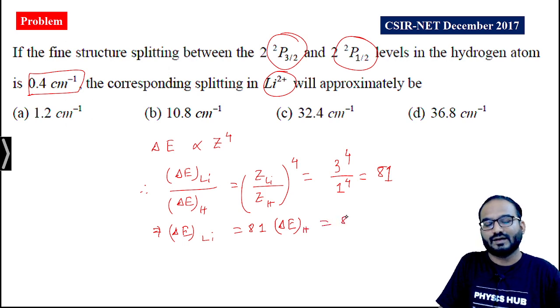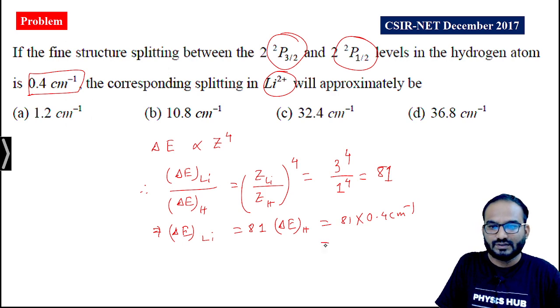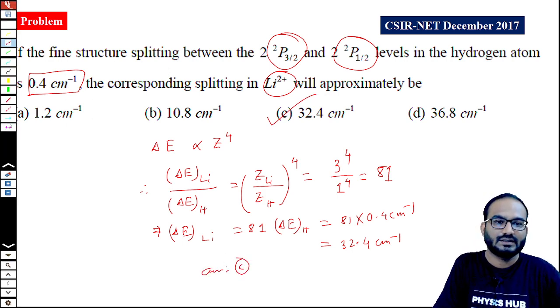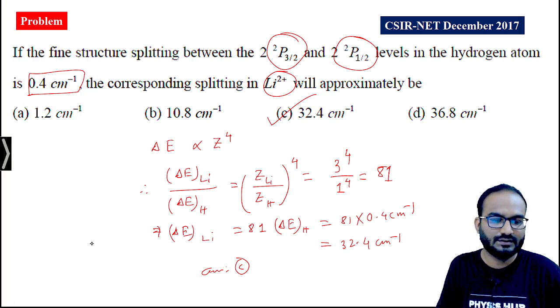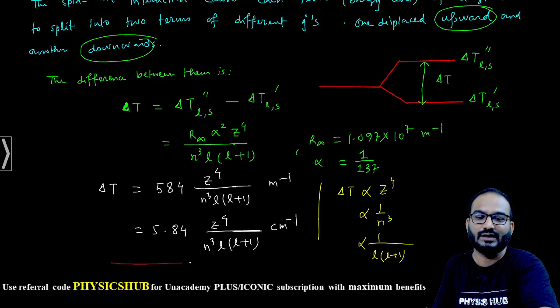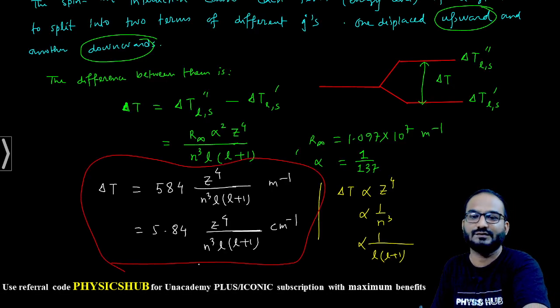The term shift of hydrogen is given to you as 0.4 centimeter inverse. So the term shift for lithium will become 32.4 centimeter inverse. That is matching with option C. So in this way you can easily calculate the term shift. I hope if any questions come from this fine structure, you will be able to easily solve them by remembering this particular formula. Okay, so this is all for this video, guys.